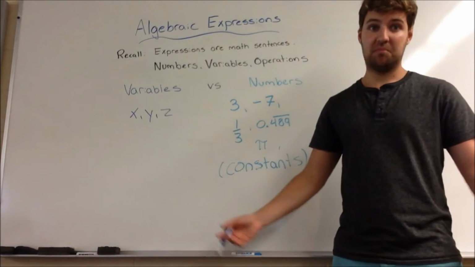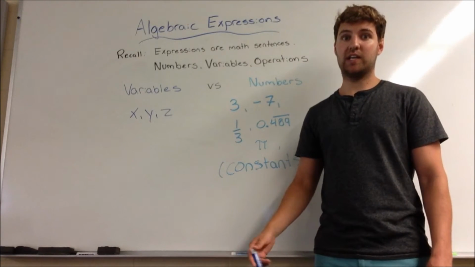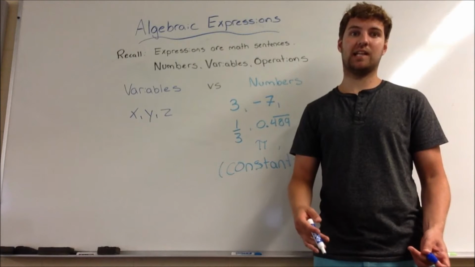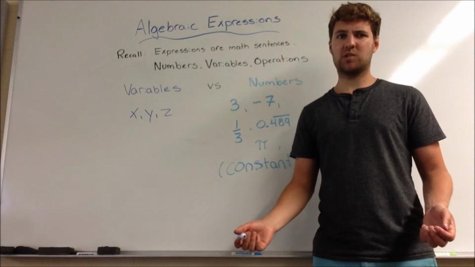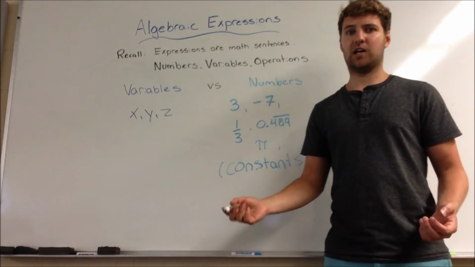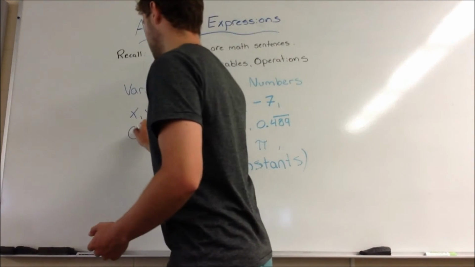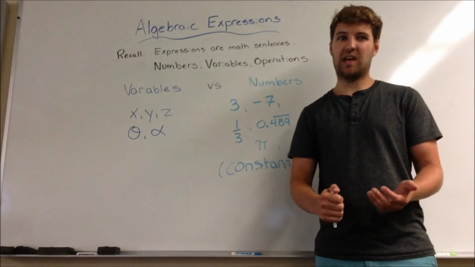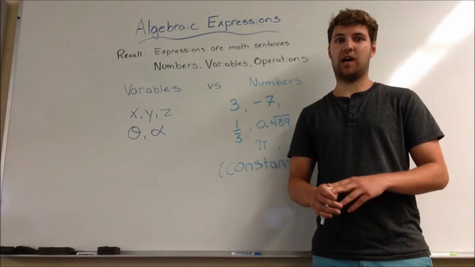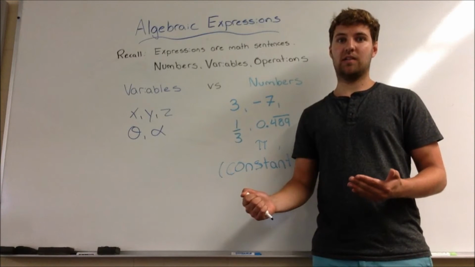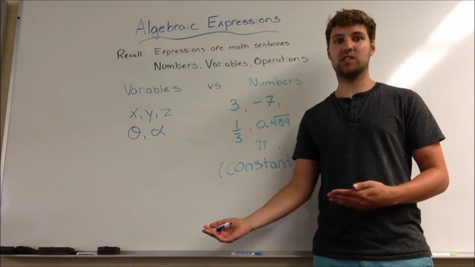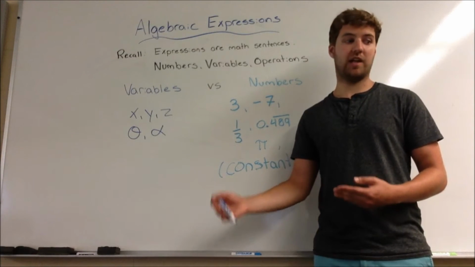X, Y, Z, any letter in the alphabet is a variable. We use them to represent values for numbers. We also a lot of times use Greek symbols, like theta and alpha, which we use a lot for angles. You'll see them a lot. They're values that we don't know yet, so we use letters to represent them for now.